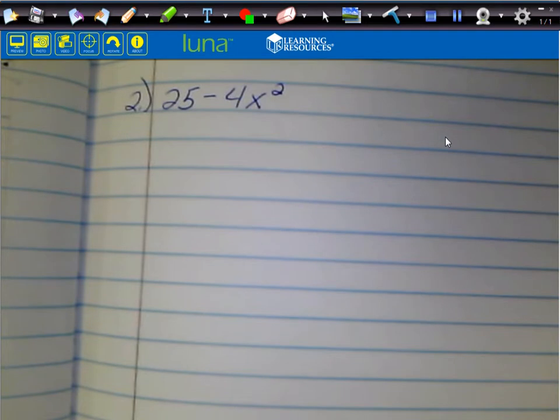So if I look on my factor sheet at 25 and 4, there is nothing other than 1 that 25 and 4 have in common. They don't both have x's or anything. So I can't pull out a GCF.